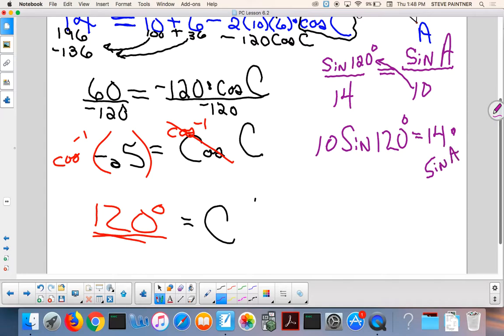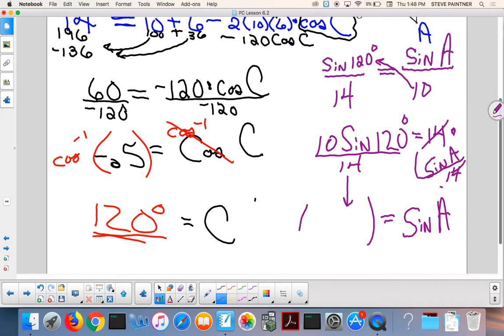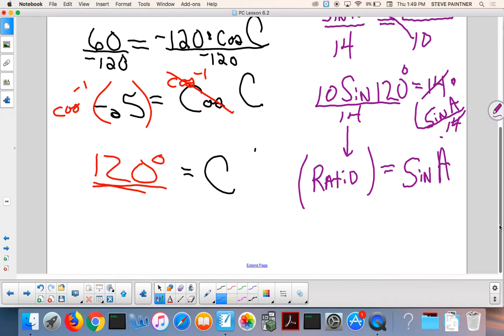Okay, and then of course, sorry about that guys. Do what to both sides? Divide by 14, yep. 14 here, and of course 14 here knocks out the 14. Now you get sine of A equals this number, which is a ratio between 0 and 1. Inverse sine gets you what?